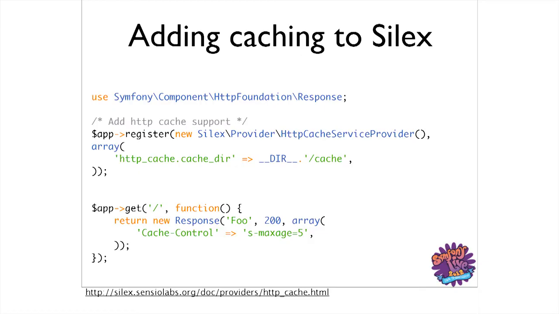All right, so how many of you use HTTP caching? 2, 3, that's it? OK, all of you should be using HTTP caching. There's no reason not to. But it's really easy to do in Twig. You simply register the HTTP cache service provider, pass in a cache directory to write your files to, and then you can generate an HTTP response, and it will be cached by default.